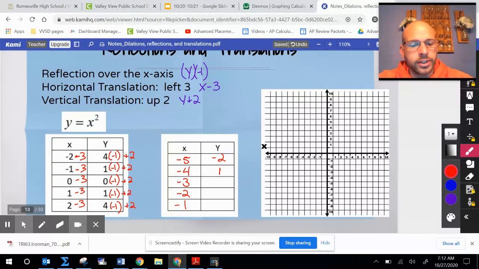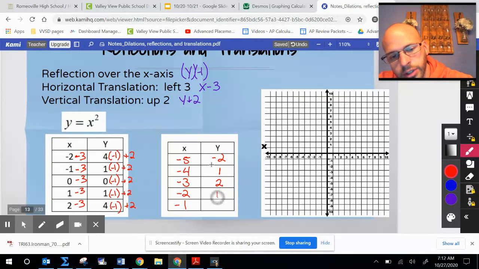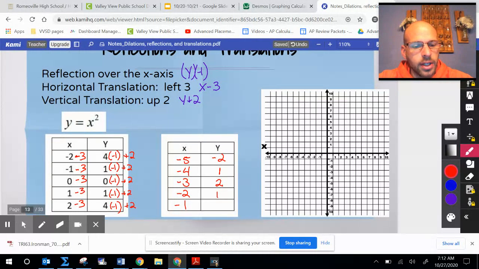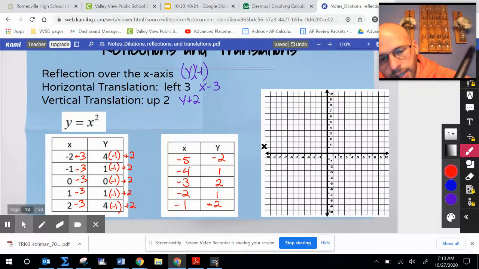0 times a -1 is 0, plus 2 is 2. 1 times a -1 is -1, plus 2 is still 1. And 4 times a -1 is a -4, plus 2 is a -2. So now if I plot these points, -5, -2, -4, 1, -3, 2, -2, 1, and -1, -2. And I get my new function.